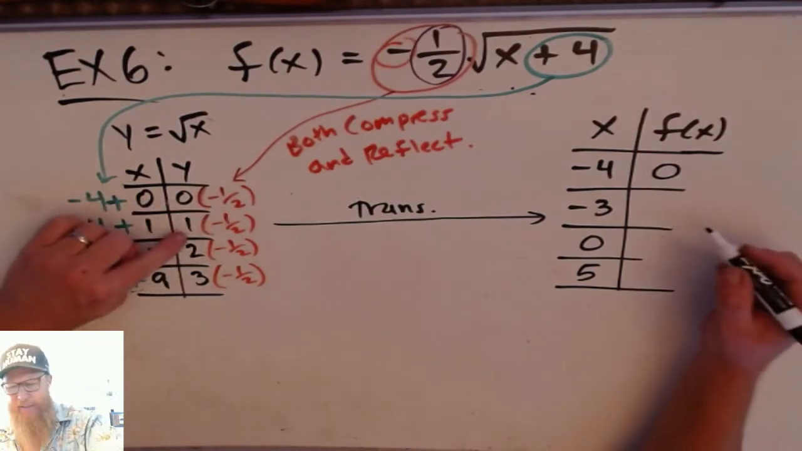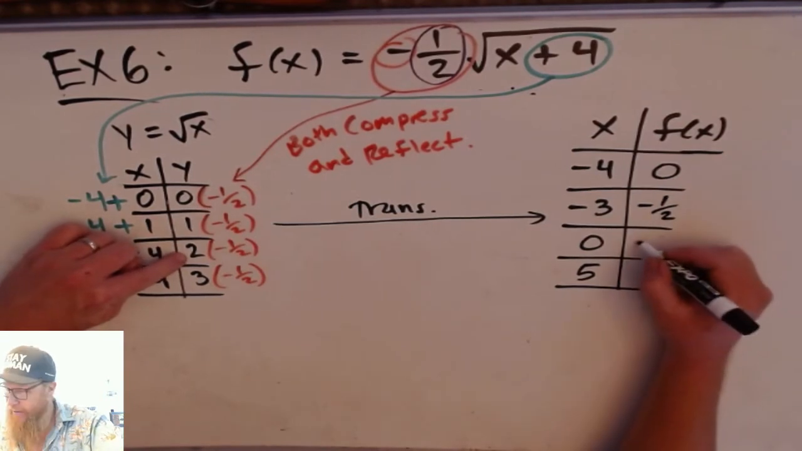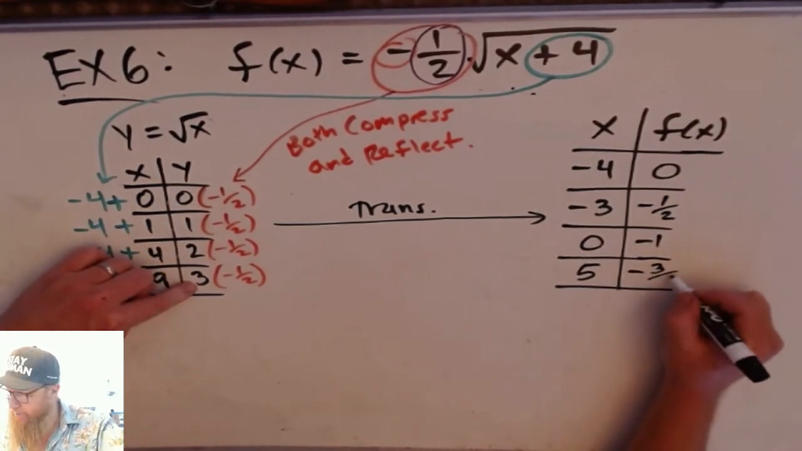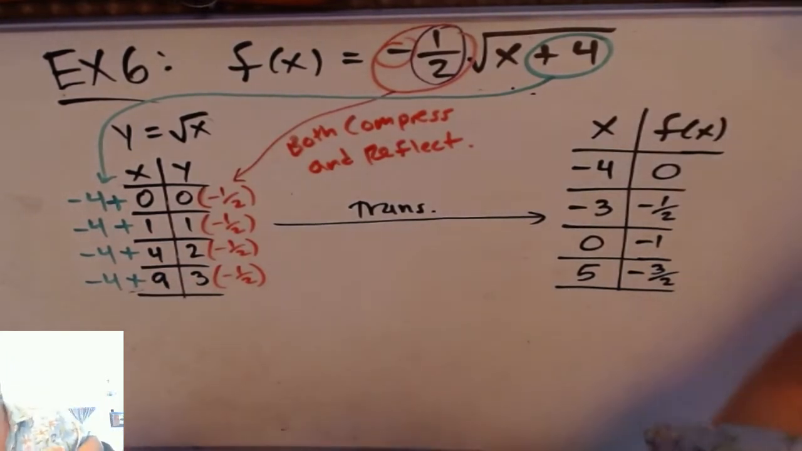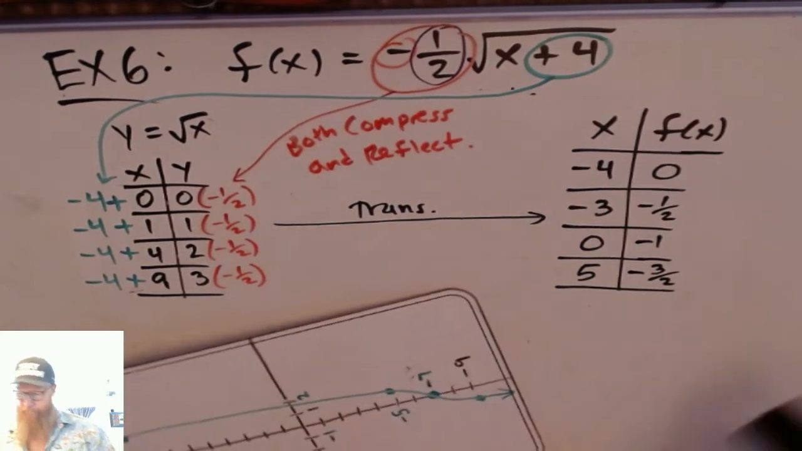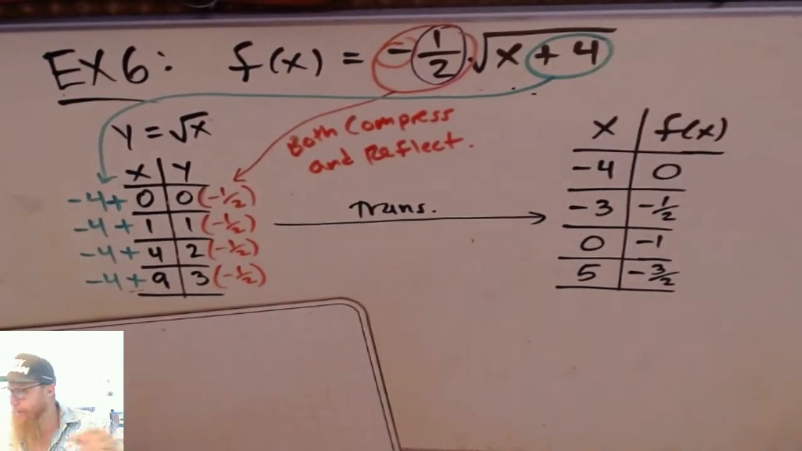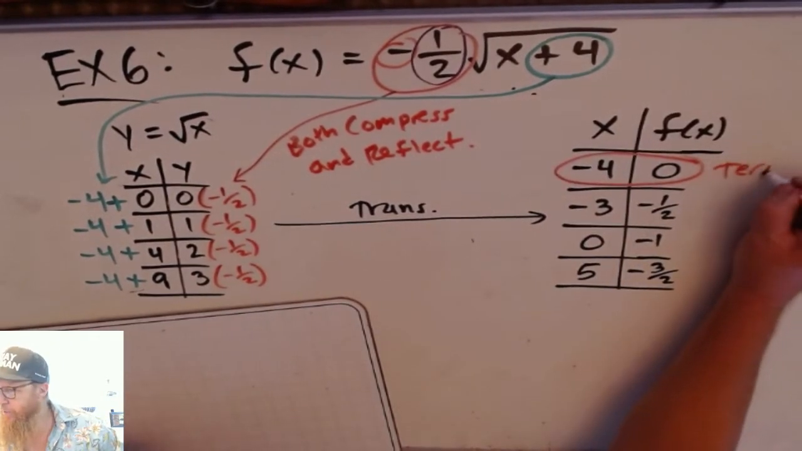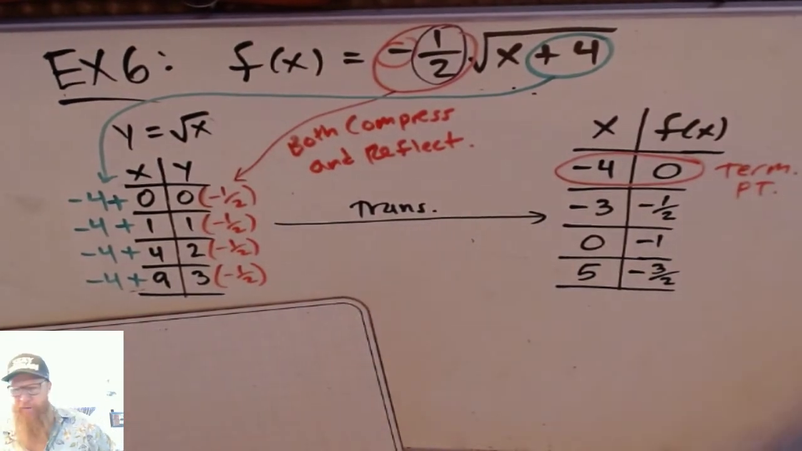So that's going to stay 0. That one's going to be -1/2. That one's going to be -1. And that one's going to be -3/2. All right, and remember our vocabulary. This is called our terminal point. So make sure we plot that point first.